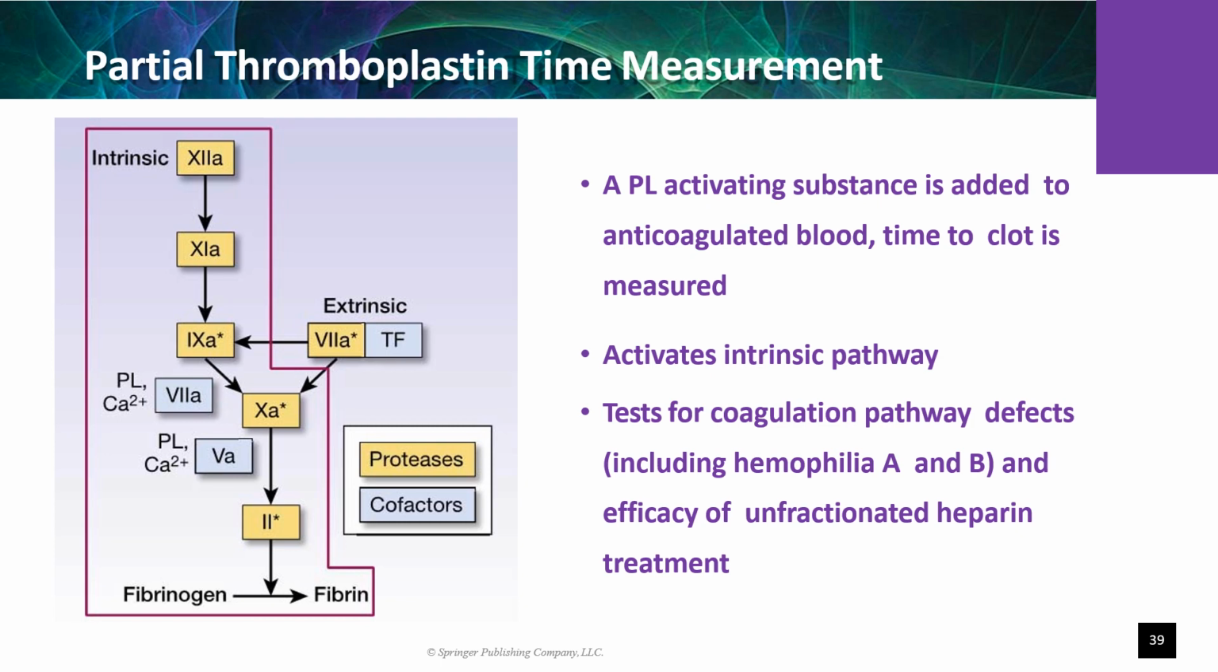In the PTT lab test, a source of negative charges is added to a blood sample and time to clot formation is measured. This test primarily evaluates the intrinsic and common pathways and normally takes 32 to 45 seconds. The PTT can be prolonged in disease states of hemophilia, DIC, and liver failure, as well as in people that take the drug heparin.